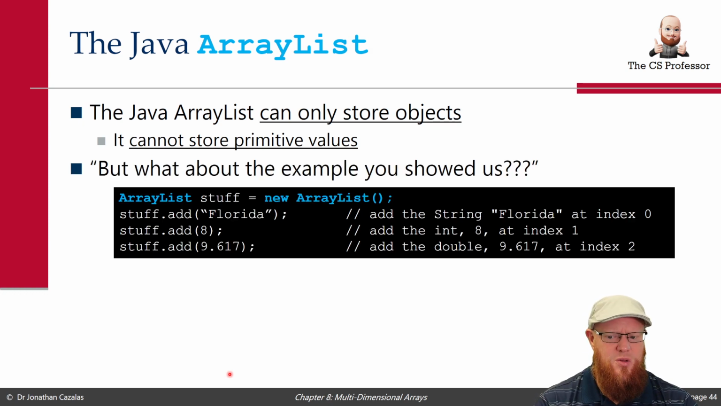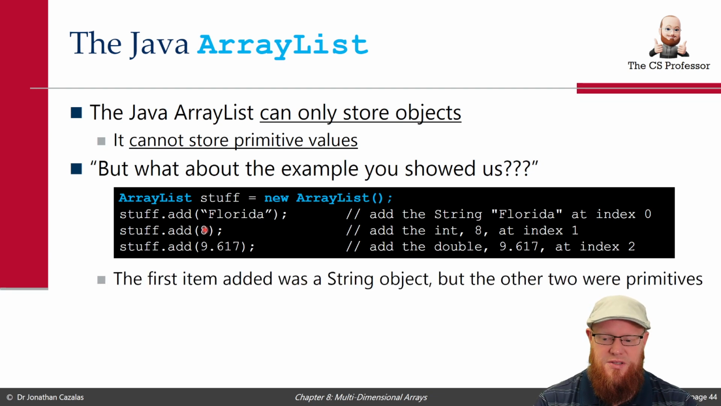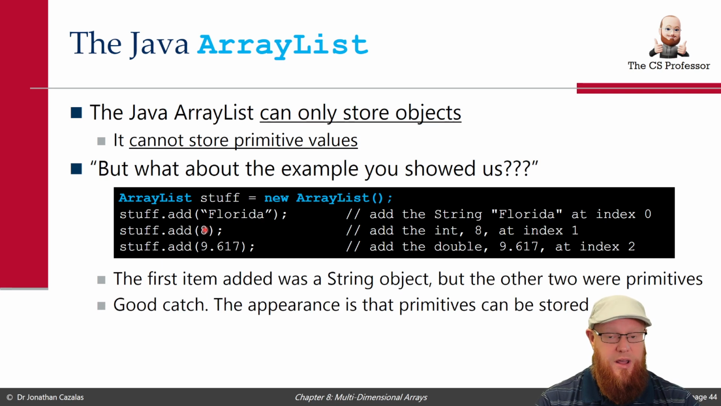And you might be thinking, what are you talking about? Didn't we just see this example? Didn't we see that I added the integer 8 to the array list, the double 9.617? What are you talking about? Those are primitives. They are. So it's a good observation if you caught that. It appears as though primitives can be stored inside an array list.